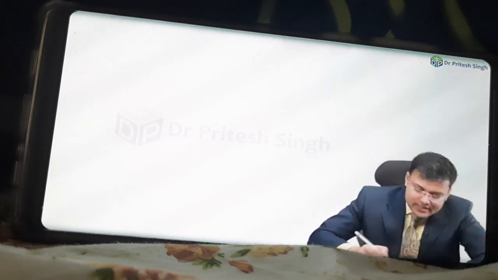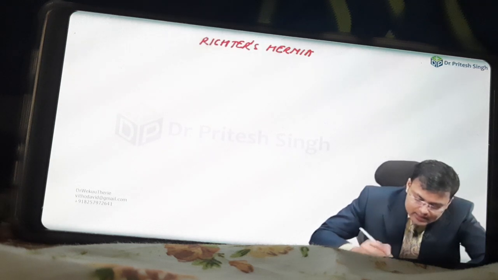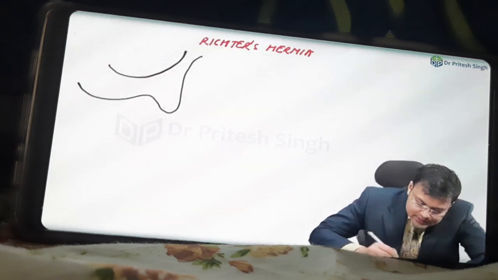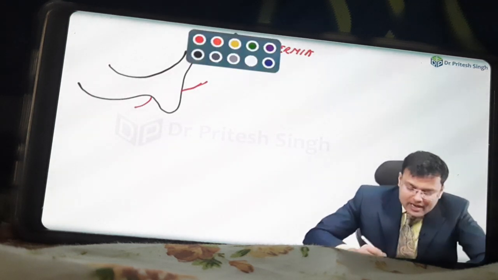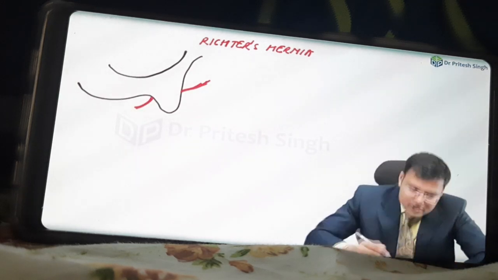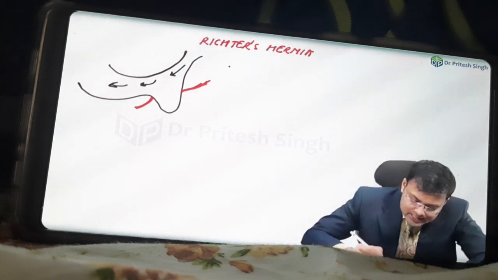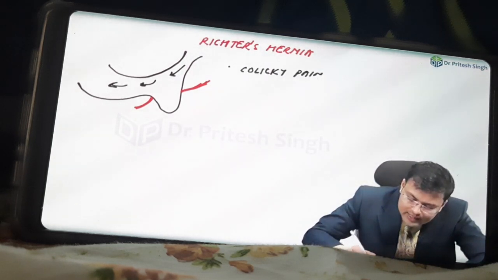Questions are frequently asked about named hernias. One is Richter's hernia. So what is this? It is characterized by herniation of part of the circumference of the bowel. When this part of the circumference of the bowel is stuck, the bowel will start doing hyperperistalsis. Because of this hyperperistalsis, there is colicky pain and the content starts moving distally. That's why these patients have colicky pain and diarrhea.